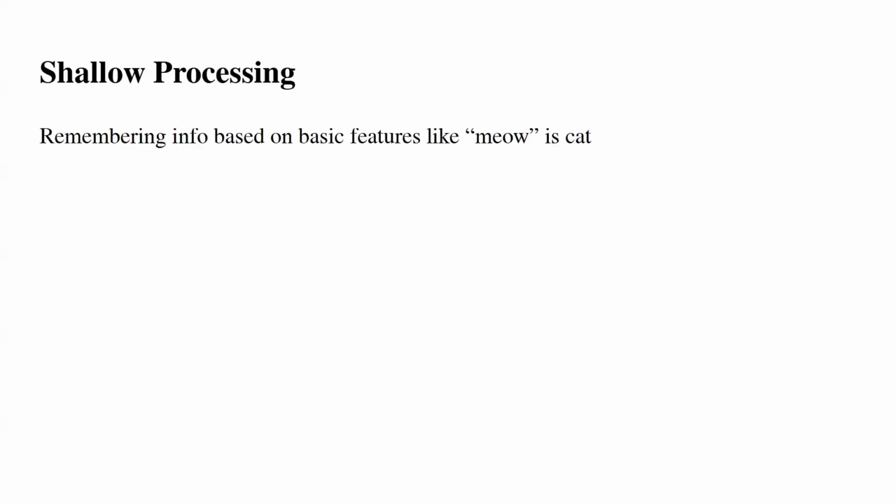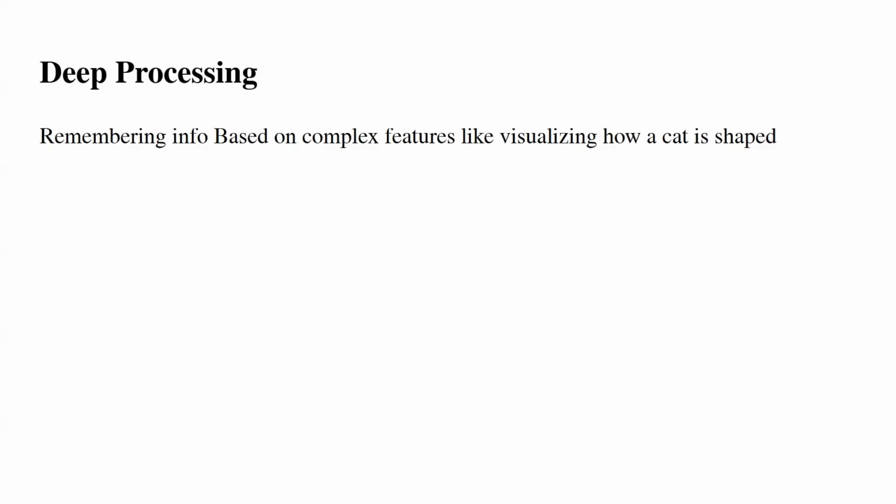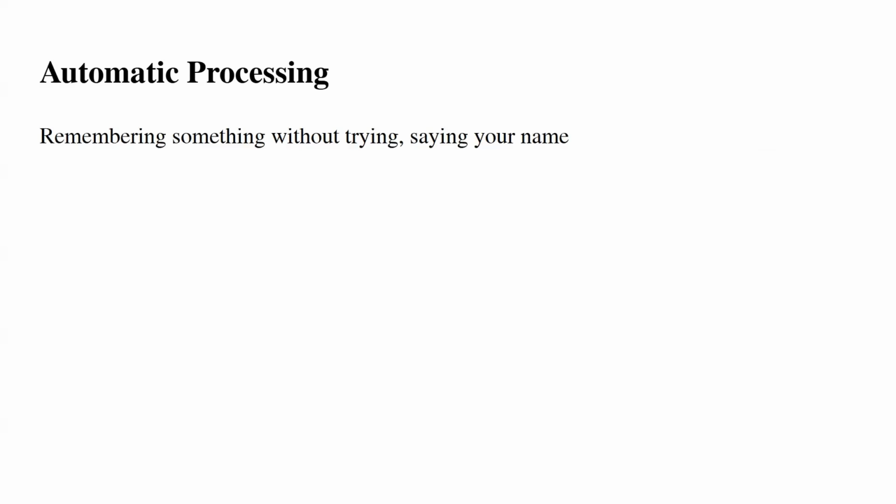Shallow processing is remembering information based on basic features, like a meow and how that is a cat. Deep processing is remembering information based on complex features, like visualizing how a cat is shaped. Automatic processing is remembering something without trying, such as saying your name. Effortful processing is actively trying to remember something, like during a test.